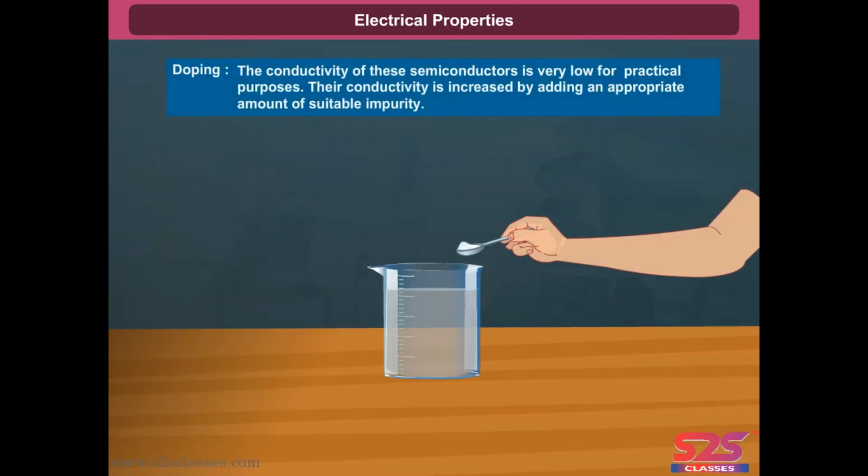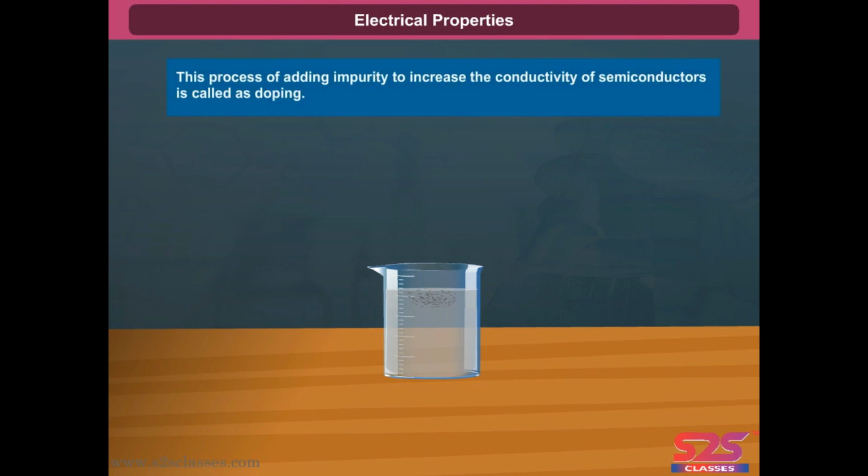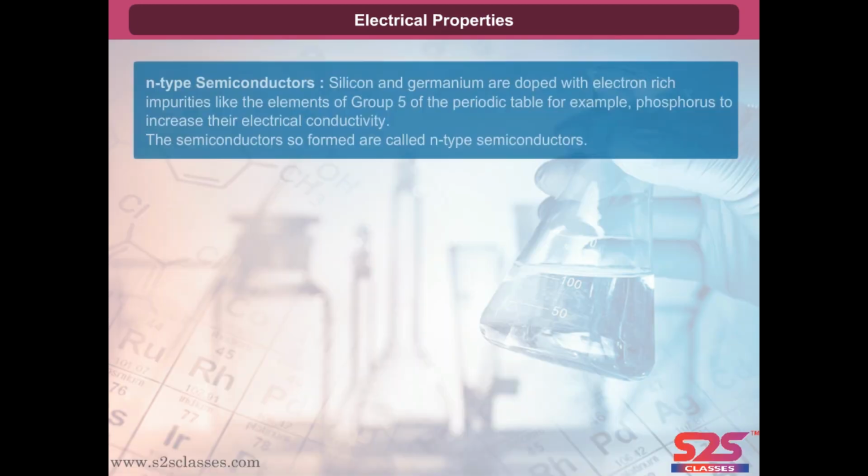Doping. The conductivity of these semiconductors is very low for practical purposes. Their conductivity is increased by adding an appropriate amount of suitable impurity. This process of adding impurity to increase the conductivity of semiconductors is called doping.